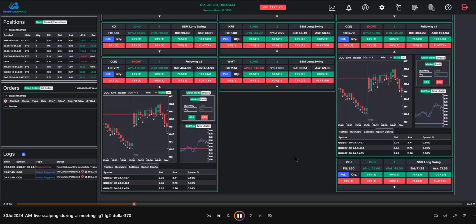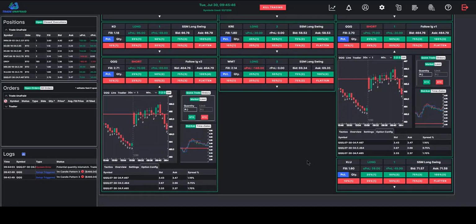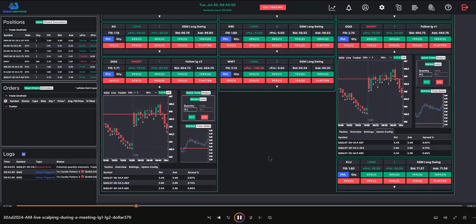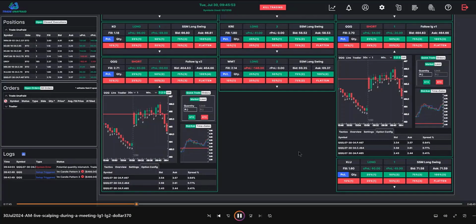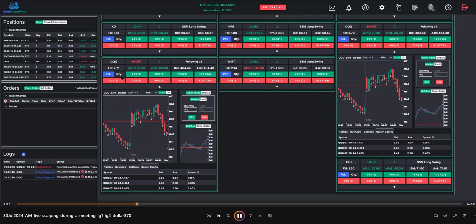So again, I'm not doing anything here. I'm just letting this trade run on its own. Now, I have the ability to interfere at any time. I have these buttons that I can use to add or remove from the position.